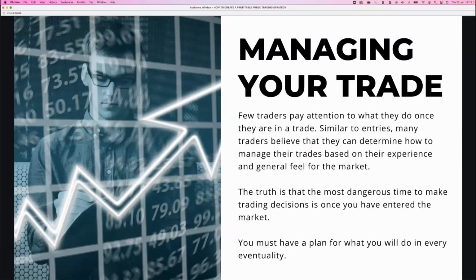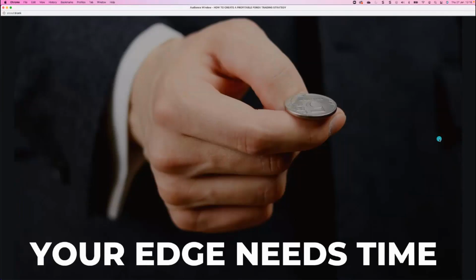So once you have your trading strategy, and these are the components, we're going to jump over to the charts in just a minute. We're really going to look at these components and see how you can add them into your trading. But once you have all of this, you still need to understand how to trade your system. You have to understand that your edge needs time to play out.